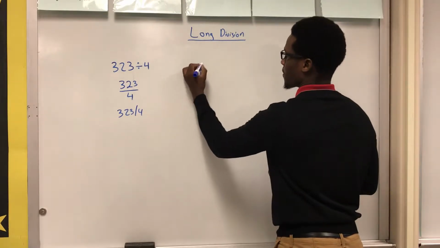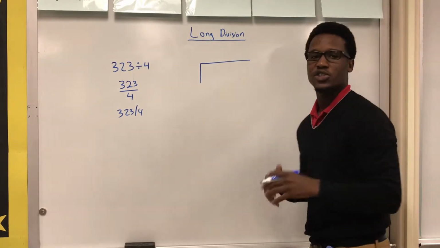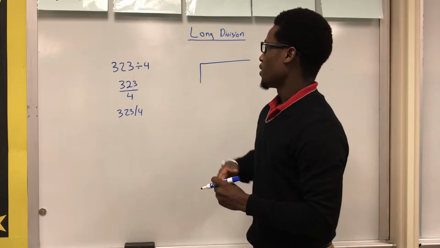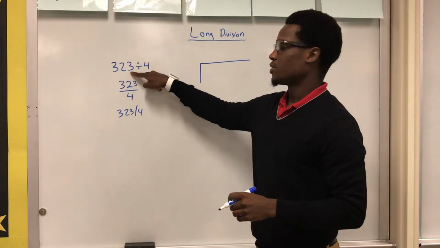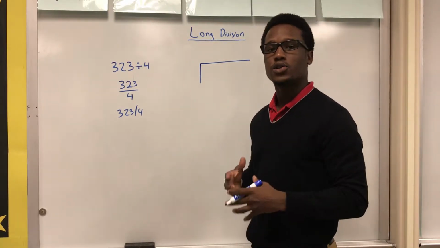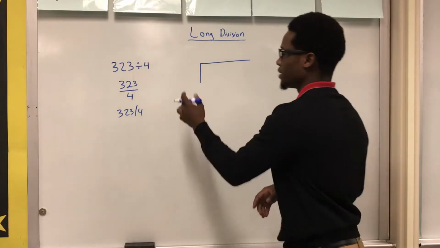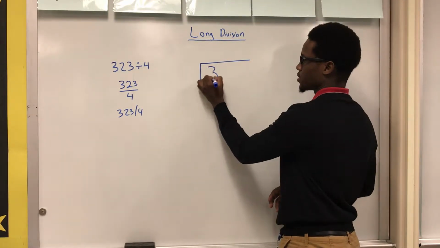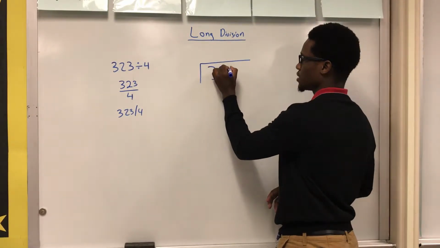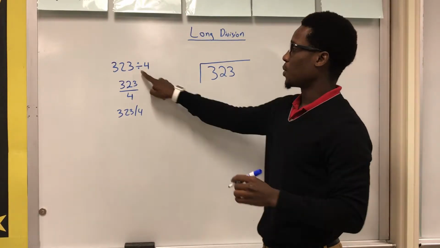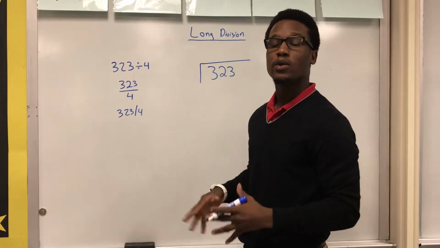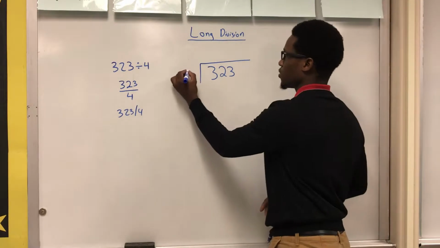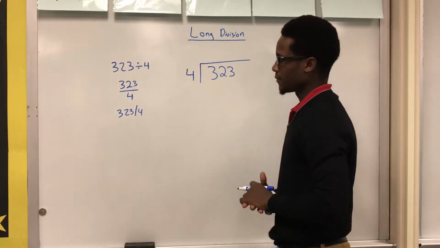Alright, now let's start with just the positioning. So the first number is what you actually have. This is called your dividend. The dividend goes on the inside, so it's going to be 323. Now, what we're dividing by is called our divisor. So the divisor goes on the outside.